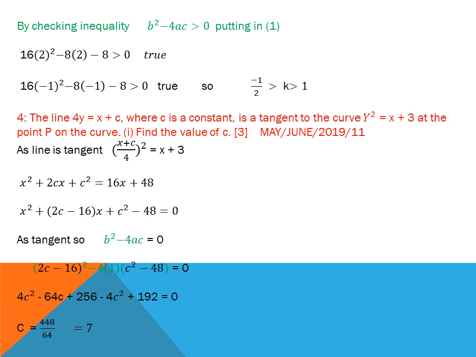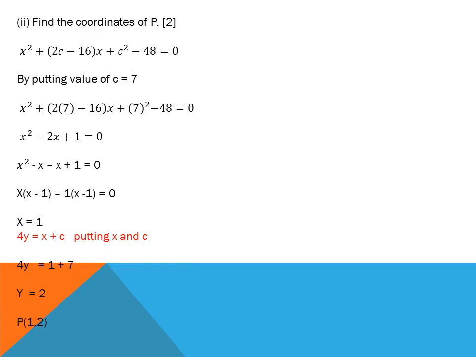When I simplify and expand the formula, 4c² − 64c + 256 − 4c² + 192. The 4c² cancels out with −4c², and −64c = −448. Then c is equal to 7, very simply.